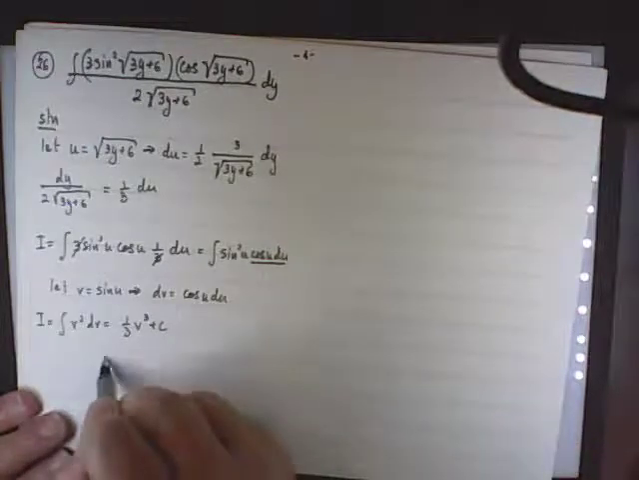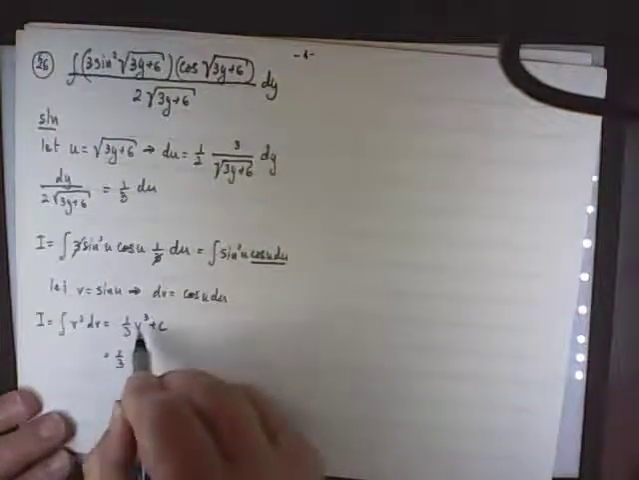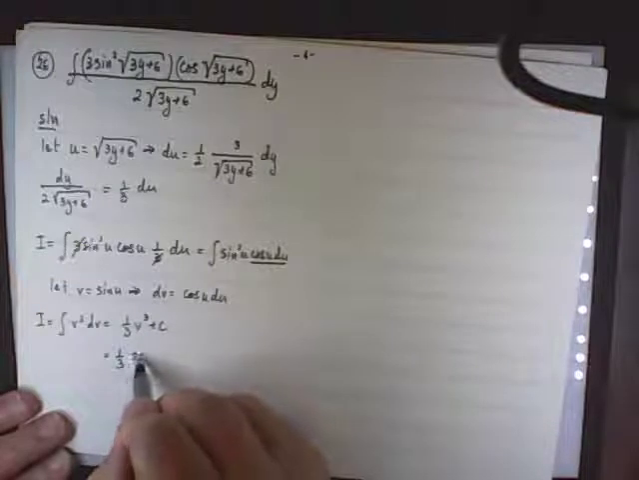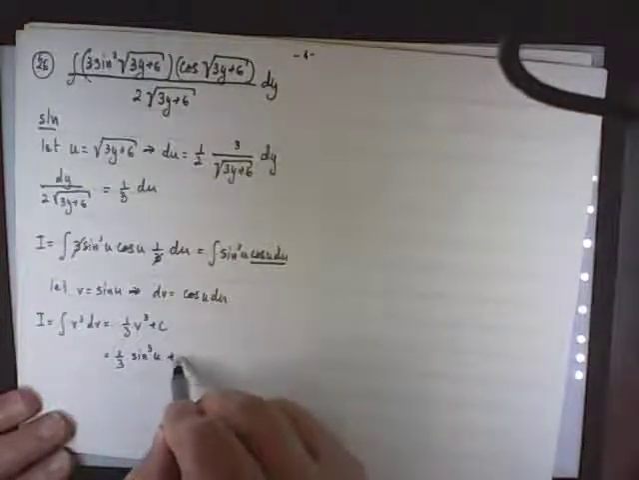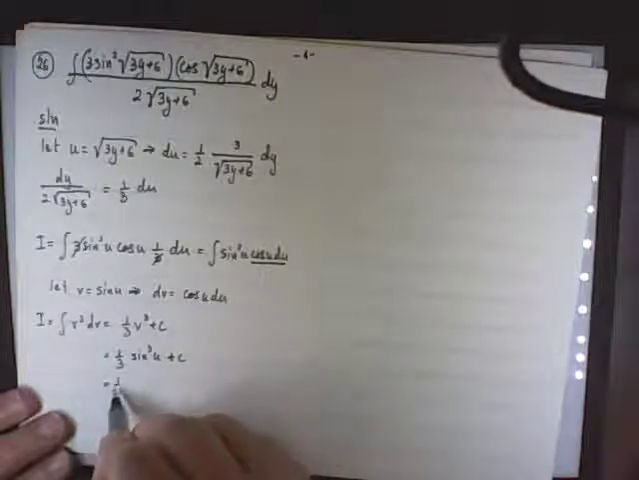And now the big substitution, 1/3 v cubed. V is sine, so it will be 1/3 sine cubed of u. And now u is that ugly thing.